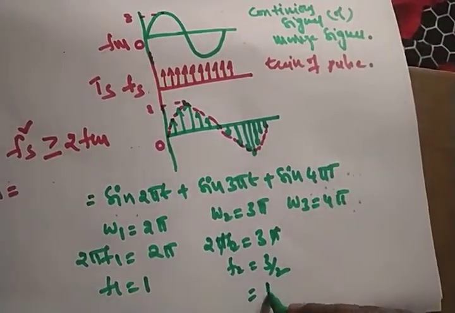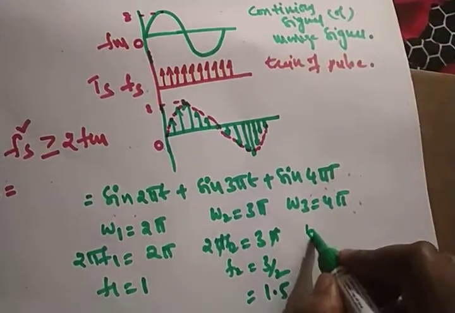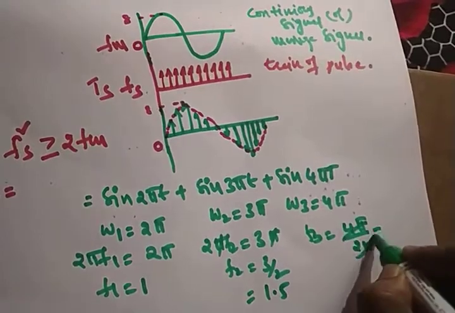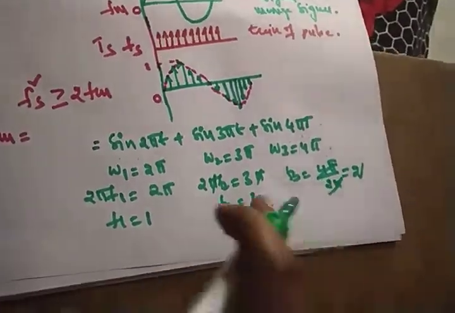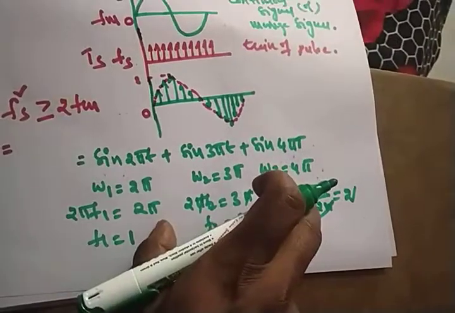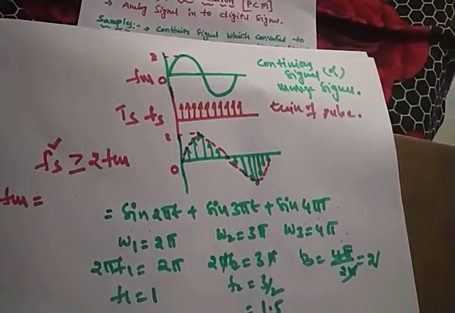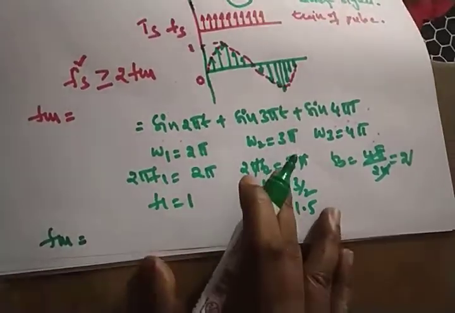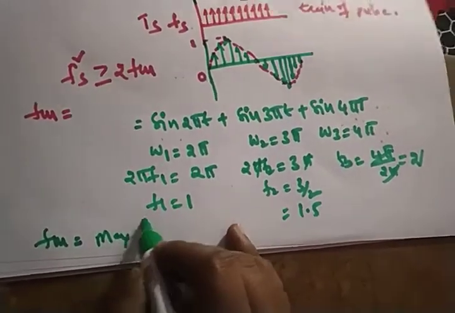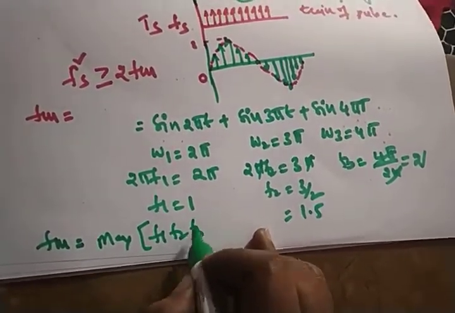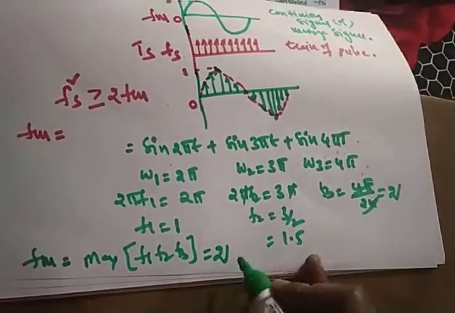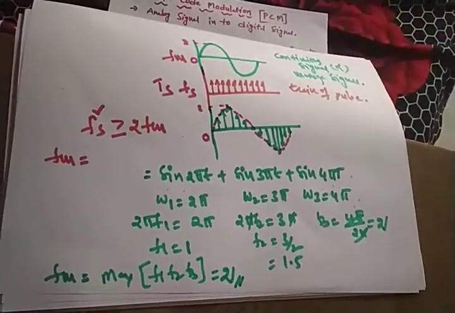That means 1.5. f3 is equal to 4 pi by 2 pi, so that is nothing but 2. The maximum value of these frequencies is the maximum frequency of your continuous signal. Alright, so which one is the maximum? So Fm, how you can calculate your Fm, means the maximum value of f1, f2, f3. Which one is the maximum value? 2. Right? In this way you can calculate the maximum value.